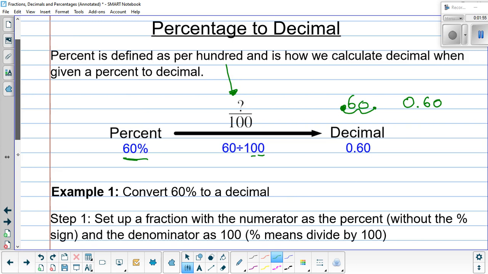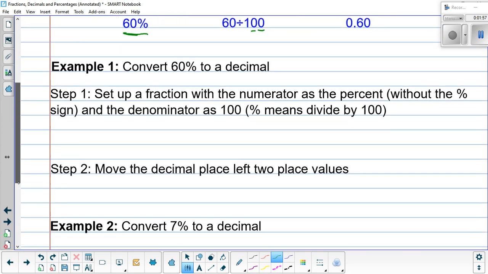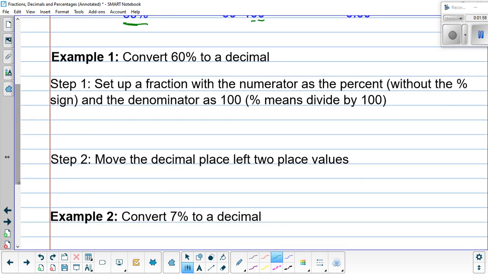So this was actually my first example, so I'll just do it down here just to show you. Every time, set up a fraction with the numerator as the percent, so 60, and drop the percent sign, because the percent sign just means per 100. Then we just rewrite 60, move it left twice, and then we can write 0.60. That's our final answer.